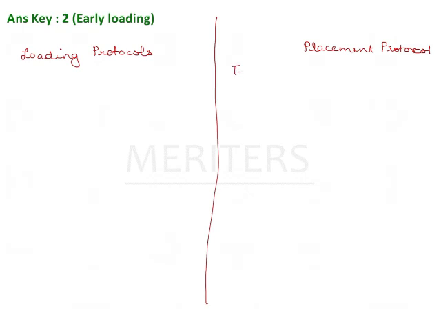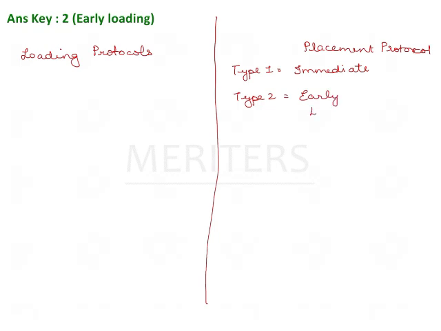So type 1 is immediate placement. That is, you remove the root piece at the time or you remove the tooth at the time of surgery, and at the same appointment, in the same extraction socket, you are going to place the implant. Then you have type 2 placement, that is early.